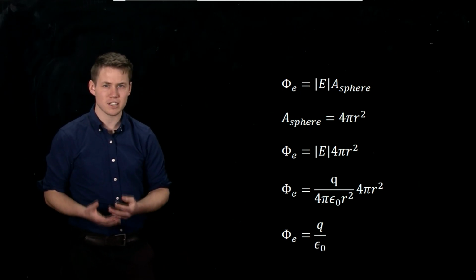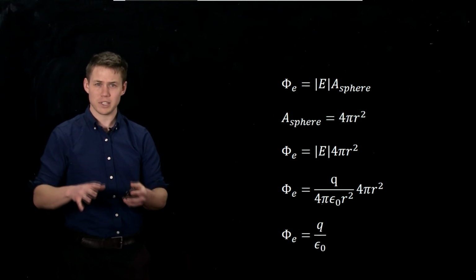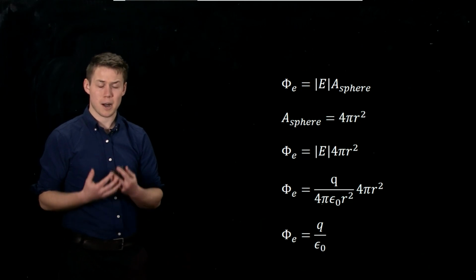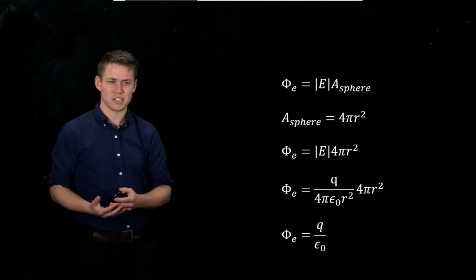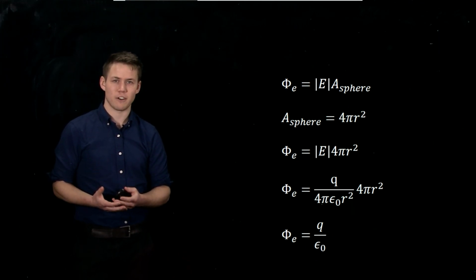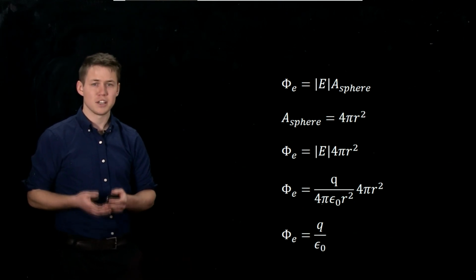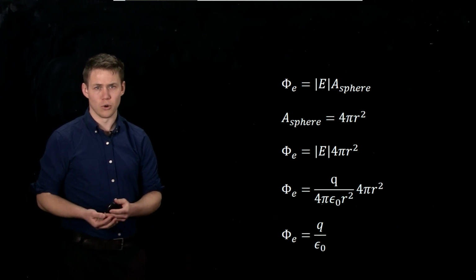And this is precisely what Gauss's law tells us. If we take a closed surface around a collection of charges, then the flux through that surface is going to be the enclosed charge, in this case Q, divided by epsilon naught.